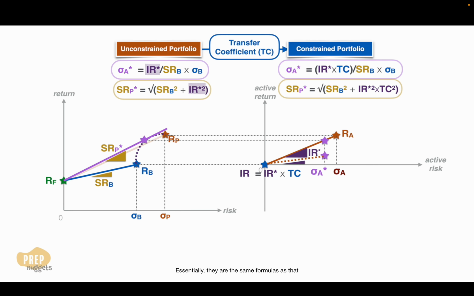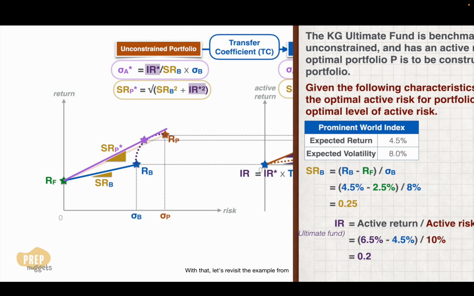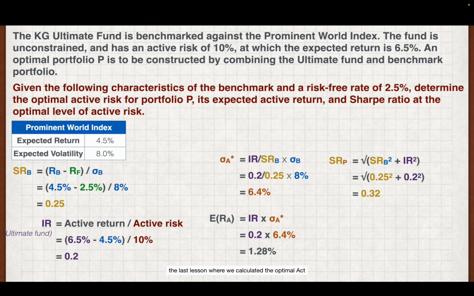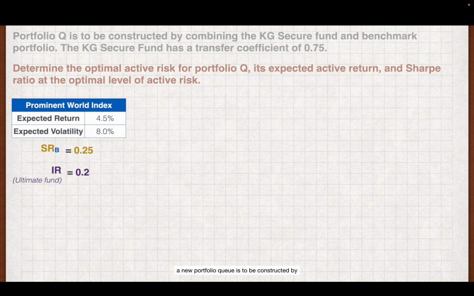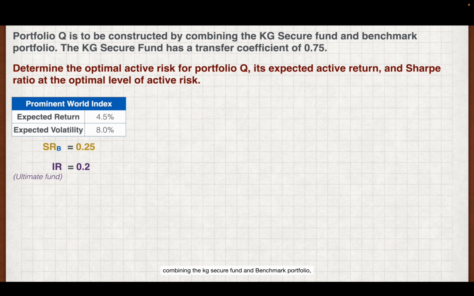Essentially, they are the same formulas as that of the unconstrained portfolio, just that the optimal IR is replaced with the scaled down IR. With that, let's revisit the example from the last lesson where we calculated the optimal active risk, its expected active return, and Sharpe ratio for portfolio P, which is a combination of the KG Secure Fund and the benchmark portfolio. Now, let's say a new portfolio Q is to be constructed by combining the KG Secure Fund and benchmark portfolio, which we've determined its transfer coefficient is 0.75. Determine the optimal active risk for portfolio Q, its expected active return, and Sharpe ratio at the optimal level of active risk.